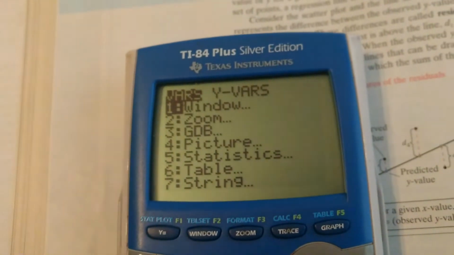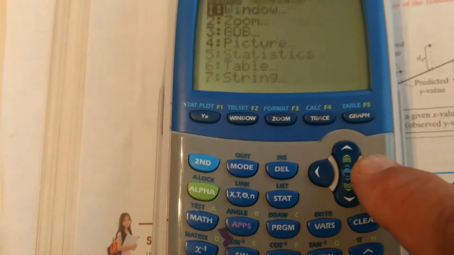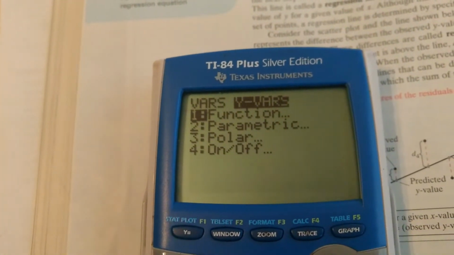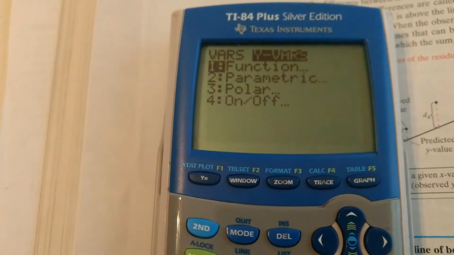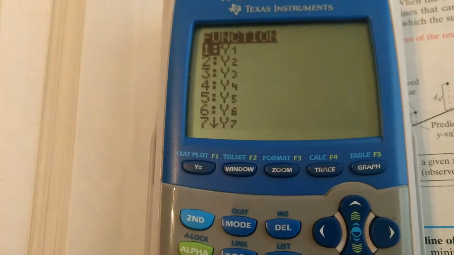And notice the menu we get there. We get VARS and then we get Y-VARS. Press your right arrow, go over to Y-VARS. Notice that the cursor's at Function. We want to keep it at Function. And then we want Y1 because we want to put our equation in Y1.